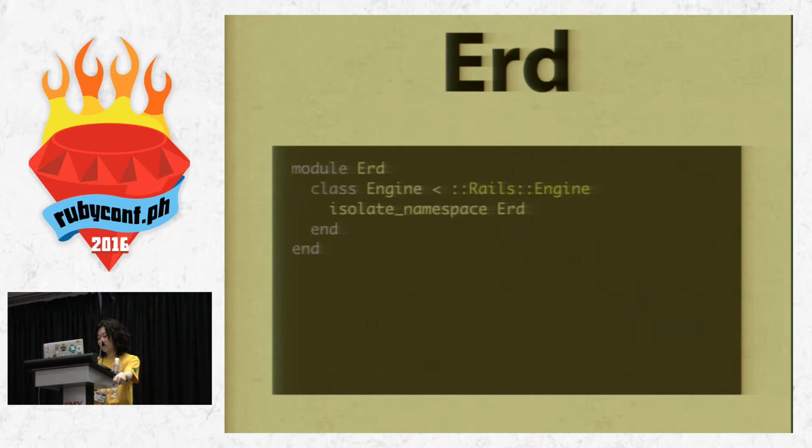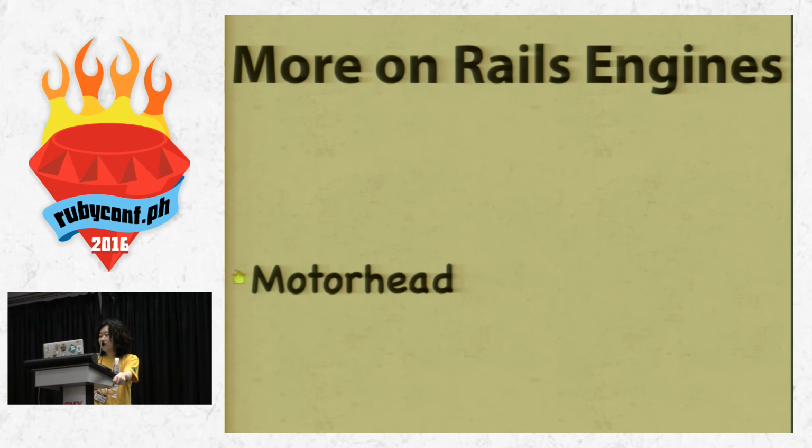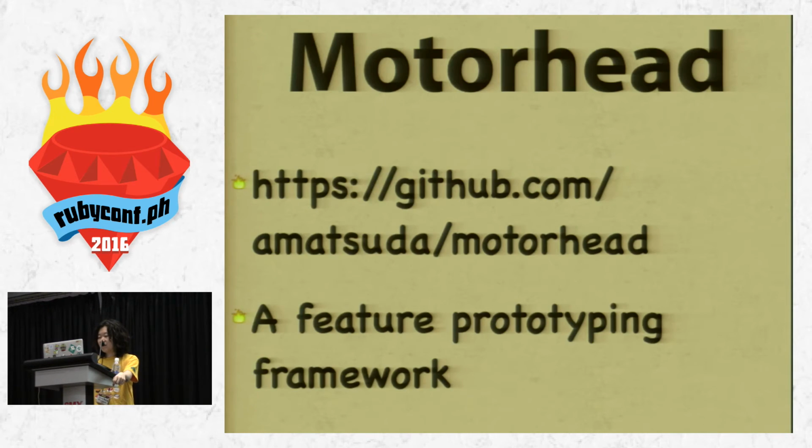Actually, an engine is a mixture of a Rails application and a Ruby gem. And if you put something like this, isolate_namespace ERD, then it will make a separate, isolated Rails engine inside your Rails application. Here's another example of a Rails engine. It's called Motorhead. It's a feature prototyping framework.